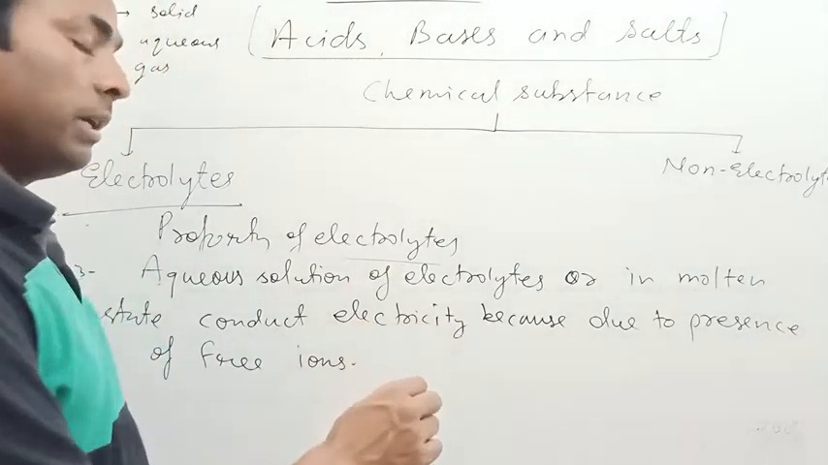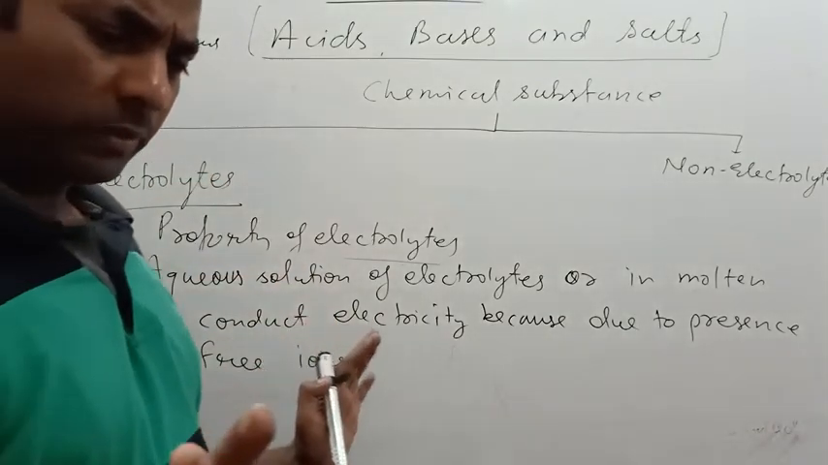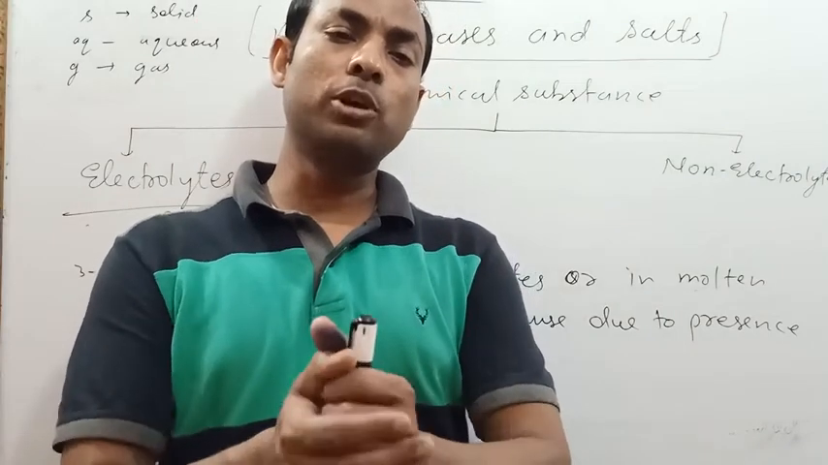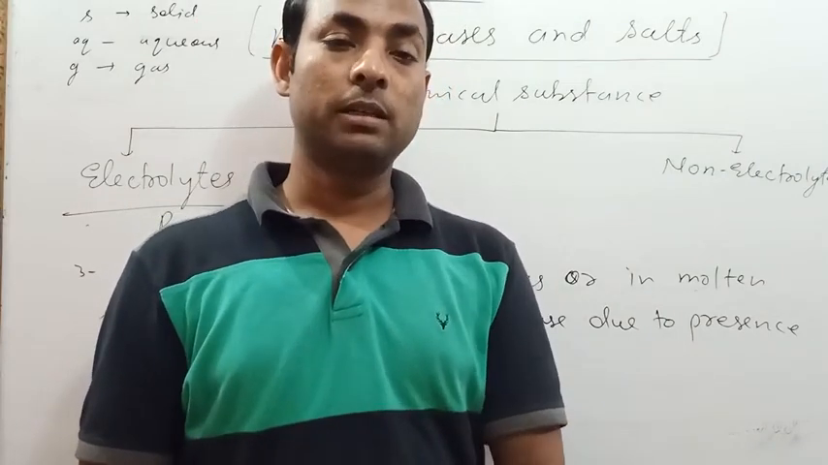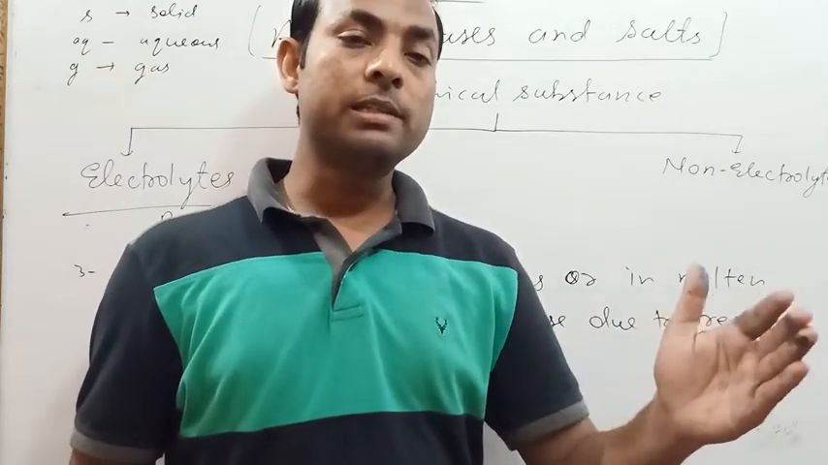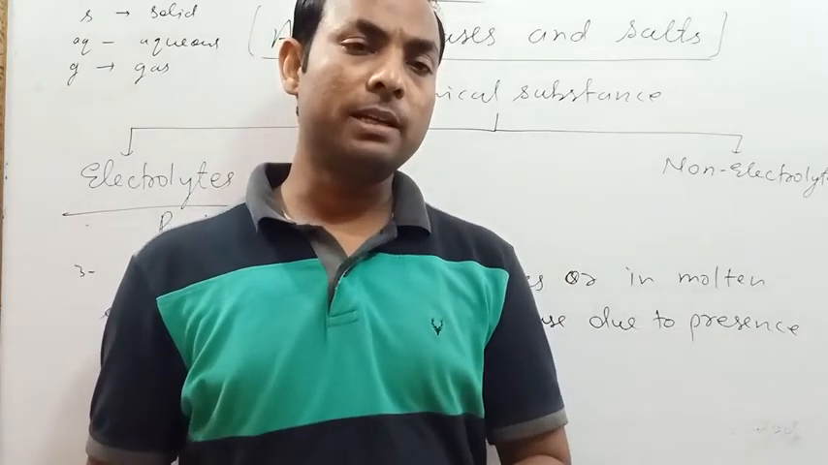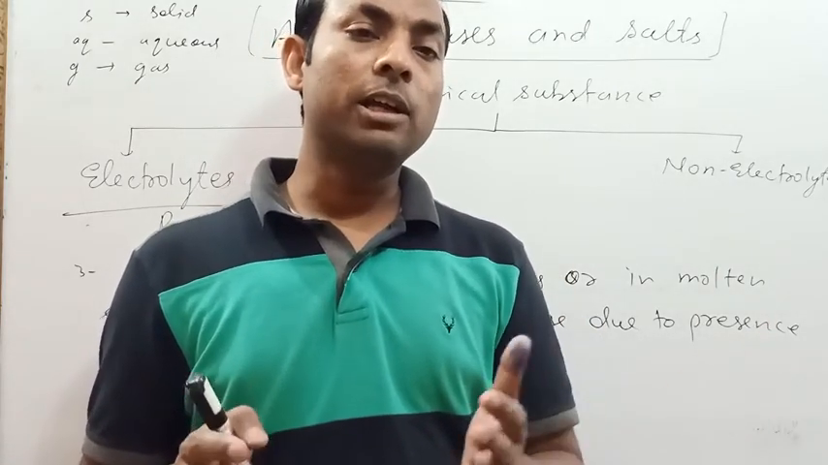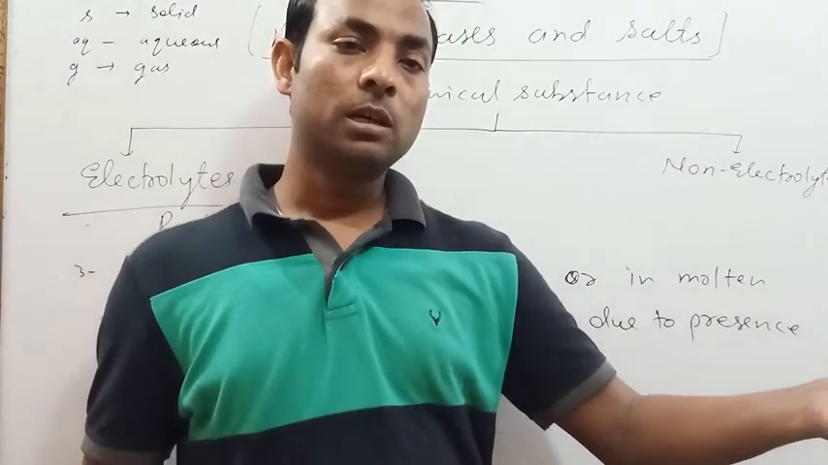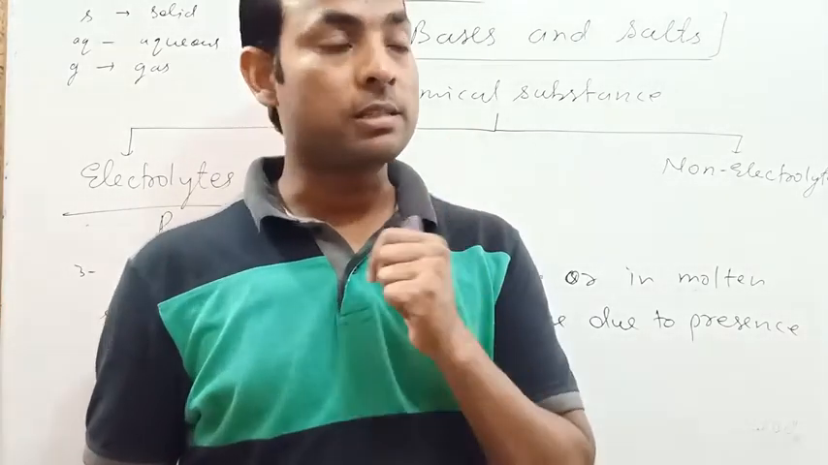Electrolytes conduct electricity due to the presence of free ions. Without free ions, electrolytes are unable to conduct electricity. Suppose I take solid NaCl. In solid form, NaCl has no free ions. Due to the absence of free ions in solid NaCl, it is unable to conduct electricity. But in the molten state or in aqueous solution, NaCl can conduct electricity.